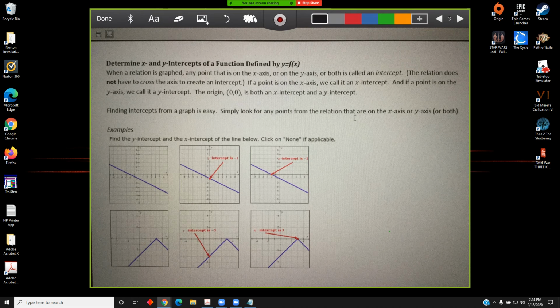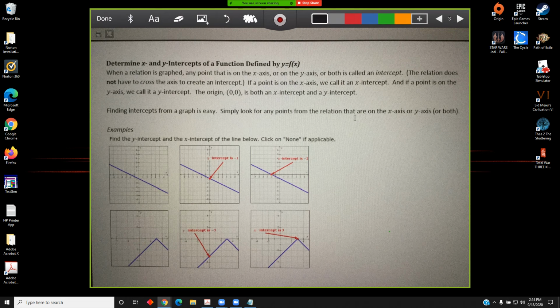All right, where does this same relation intersect the x-axis? Well, it intersects the x-axis at this location. So this tells us that the x-intercept is -2.